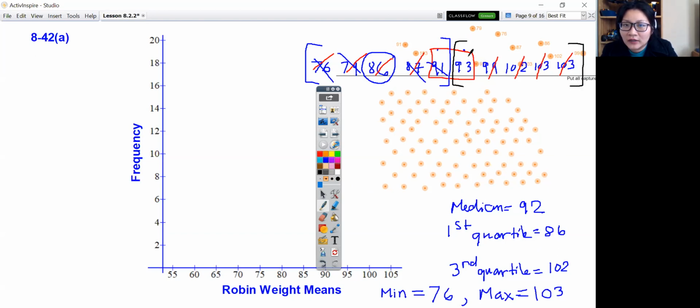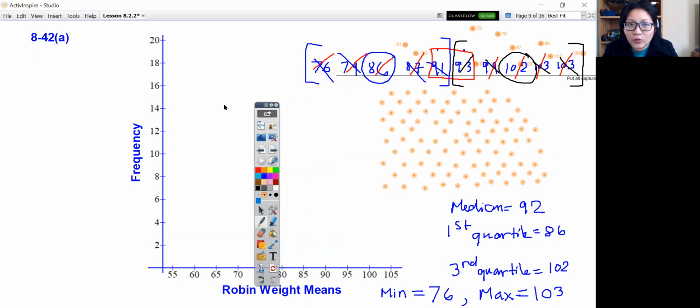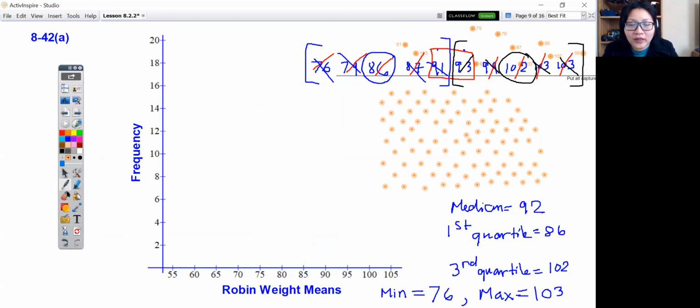So use the same strategies. Take away 93, take away 103, 99, 103. So I have my 102 for my third quartile right there. All right, the minimum number is 76. The maximum number in the data is 103. So we have everything we need. Now we just plug it in.